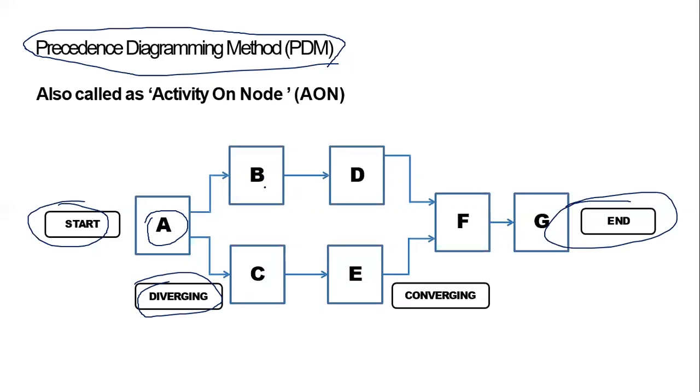Similarly, so B and D and C and E, this can continue in parallel, and for F they are merging, they are combining, or they are converging. So diverging, converging, don't expect any questions, but expect you have to write this kind of a diagram in an exam, and then you will have F and G, and then the project will end.